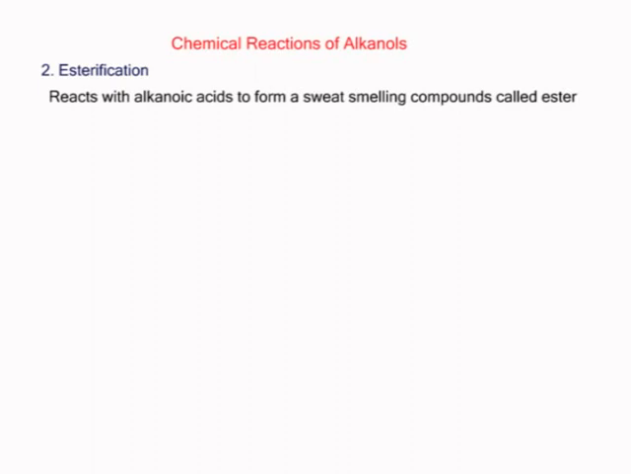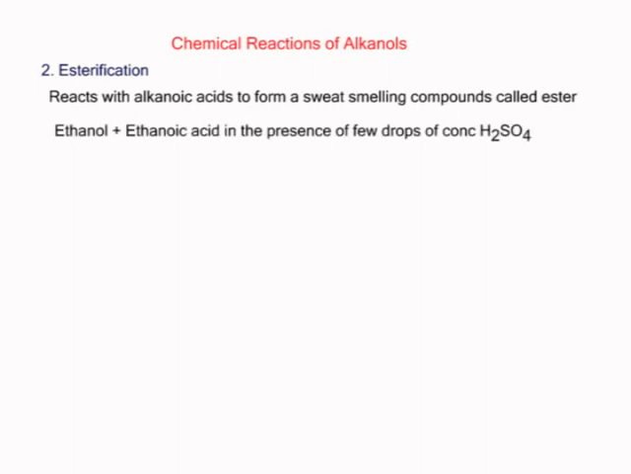So, ethanol reacts with ethanoic acid in the presence of a few drops of concentrated sulfuric acid to form a substance with a pleasant smell. Now, the product formed is known as ethyl ethanoate, which belongs to a group of organic compounds we call esters. Now, this process is called esterification. So let's look at that.